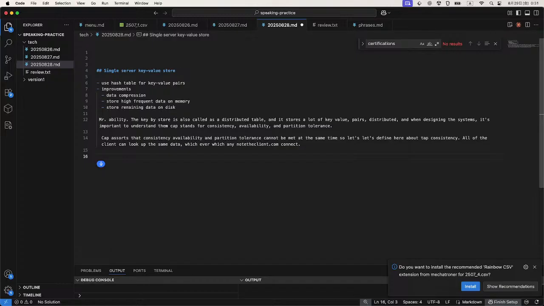Availability: when some of the nodes are failing, a client that requests data can still get a response.